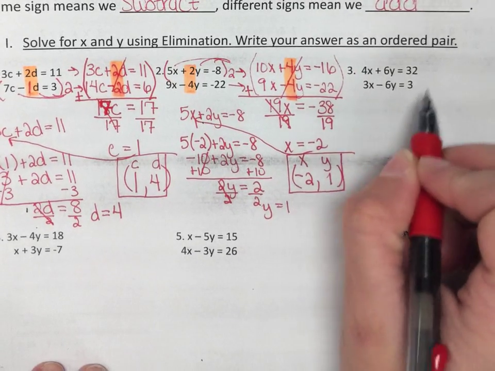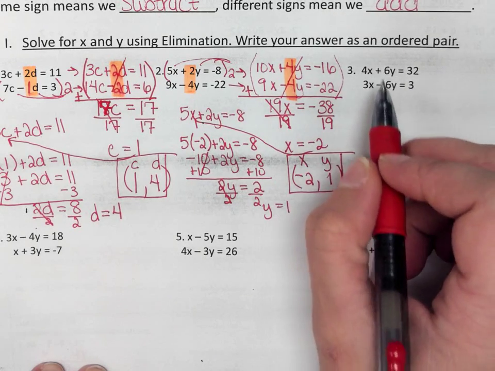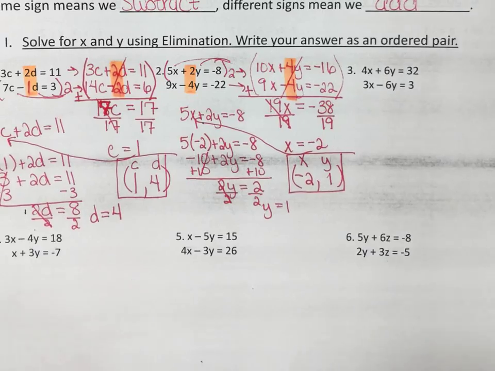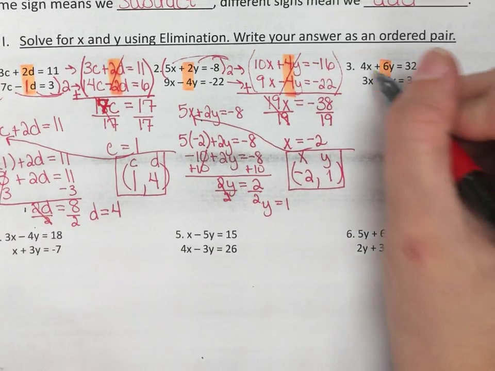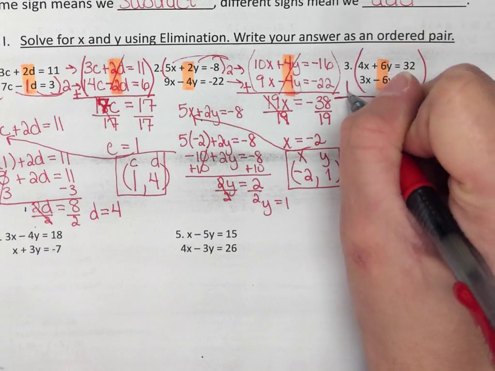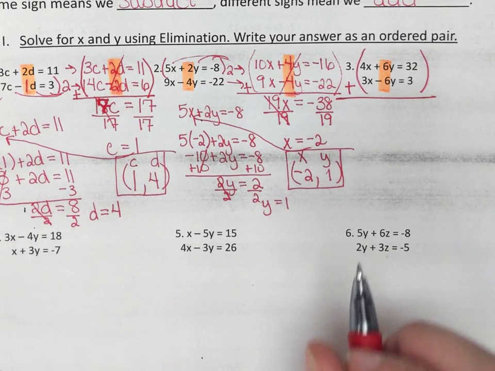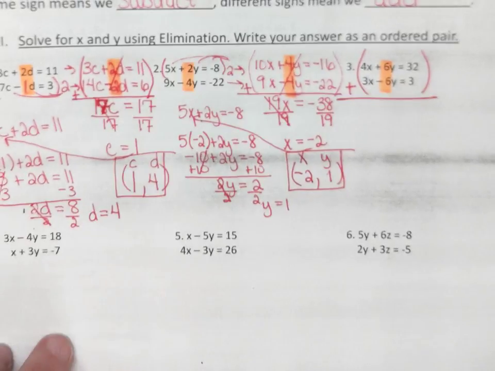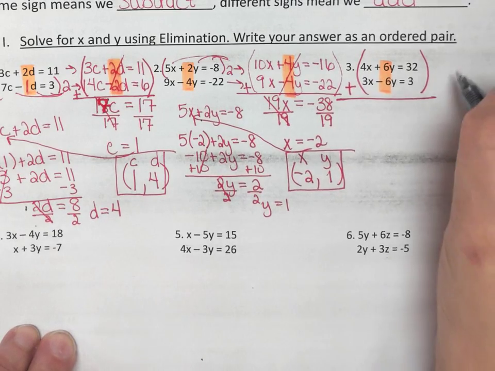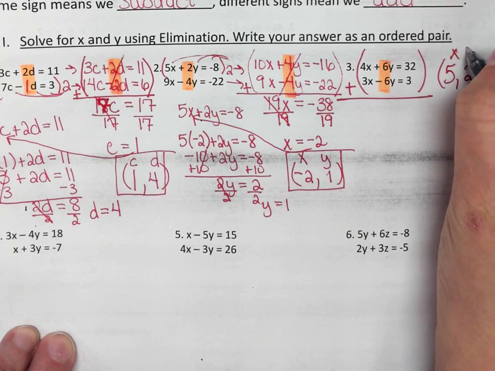Alright, I'm going to let y'all do 3 on your own. So pause the video real quick, and y'all do 3. Now 3 is nothing different, okay? 3 already has the 6's the same. So you're just going to add and be done with it, just like we just took a test on. There's nothing different about that. So pause it real quick. Alright, so your answer you should have gotten was 5 and 2.